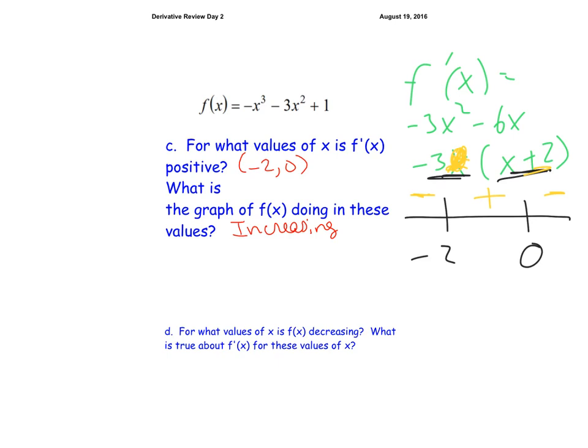For the next part, for what values of x is f of x decreasing? That would be whenever the derivative is negative. And when is the derivative negative? That's from -infinity to -2 and from 0 to infinity.